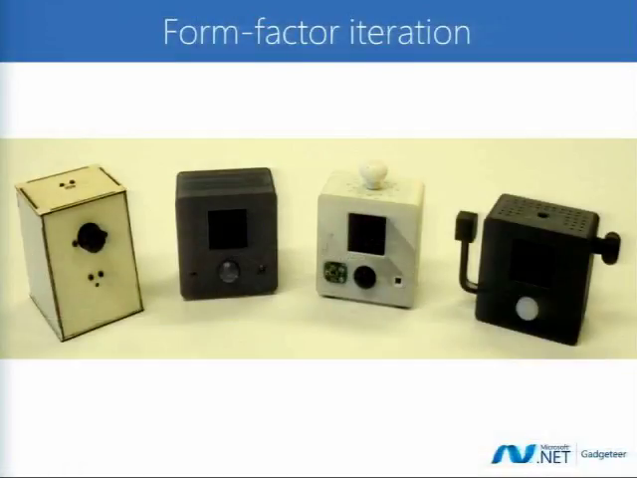A couple of things Gadgeteer allowed us to do for this project was, first of all, iterate quickly through the form factors. So, from the thing on the left, which is a little cardboard cutout with just the motion sensor on, we then realized, okay, we actually want a UI, and we really need to 3D print these things because the cardboard isn't going to last for long. And then just iterating through the designs of the 3D printed cases was something that was very quick. It allowed us to achieve a working prototype quite quickly.